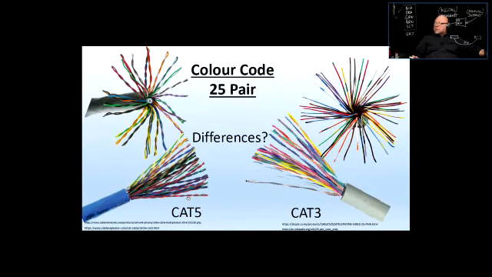The reason why we have twist is this: if the pair was straight, an electromagnetic field builds up around that pair as the pair conducts electric current. The electric current causes an electromagnetic field around the cable. And if there's another cable beside it that's also straight, that electromagnetic field can affect the other pair by induction, and it can cause electric current to flow.